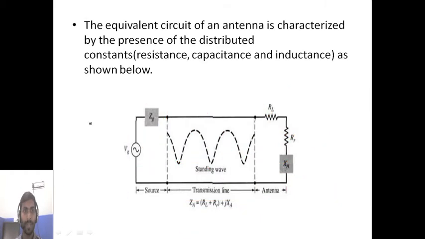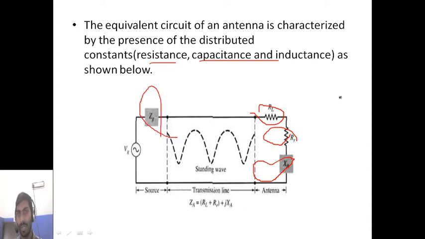Next, the equivalent circuit of an antenna is characterized by the presence of distributed constants. What are the constants we use? Resistance, this is your resistance, and this is your capacitor, capacitance, and then your inductance. Generally the inductance will be an internal inductance, or you can add an external inductor component.